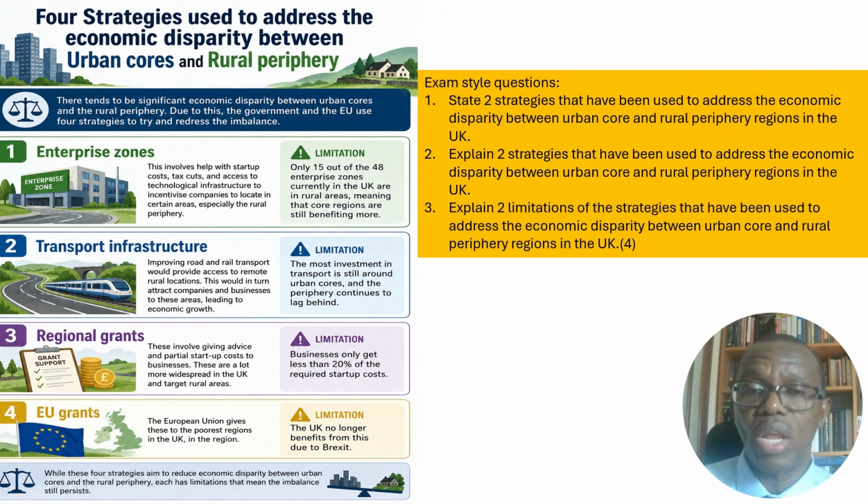Then, explain two strategies that have been used to address the economic disparity between the urban core and rural periphery regions. So this particular question goes beyond the stating part, which was in question 1, and you'd need to explain how they address that economic disparity, or how they aim to address that economic disparity. Then, explain two limitations of the strategies that have been used to address this economic disparity. Then again here, you are looking at the limitations that we have discussed and explaining those.